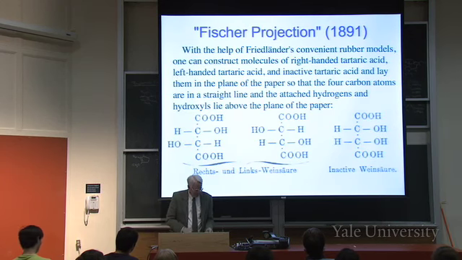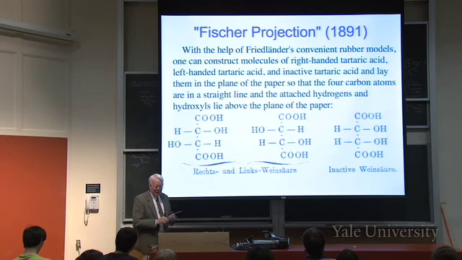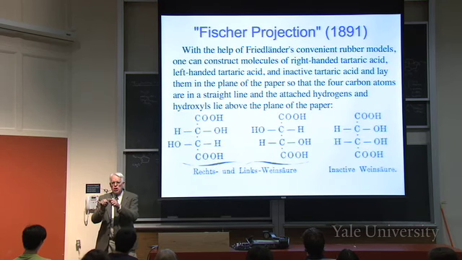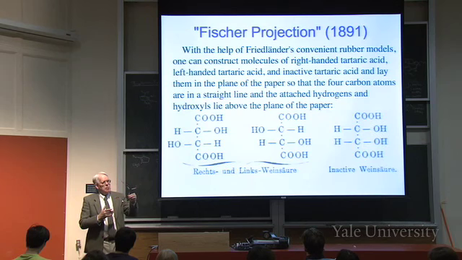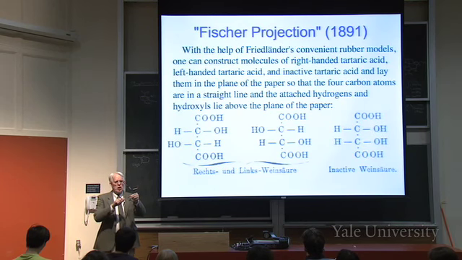Now, here's the idea that Friedlander's models used rubber tubing to connect these things, right? So drawing this in 2 dimensions and making clear what you mean in 3 is not easy. But he says what you're going to do is take the 4 carbons that are in a chain. This is tartaric acid, right? Here's CO2, carbon with an OH, carbon with an OH, and a carbon with O2 on it, right?